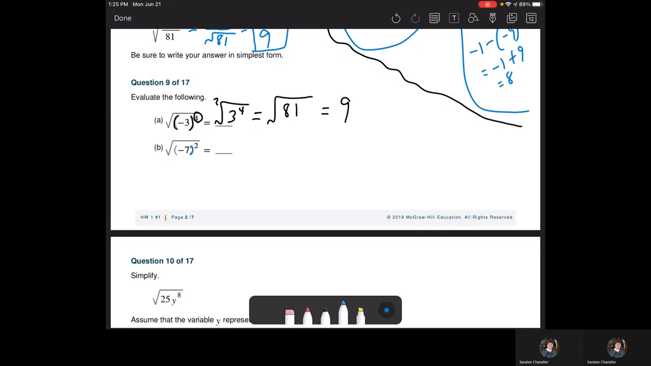All right, so again, here we take care of that square. So that's really the square root of 7 squared, because the negative squared is positive. And that's just going to be 7. Oops, forgot to circle my answers.